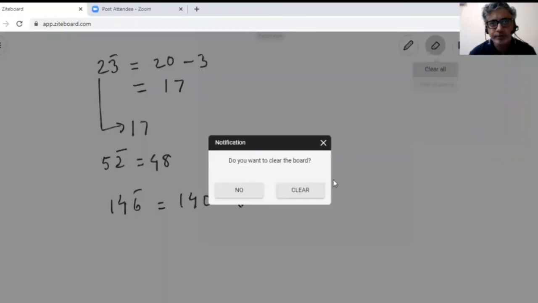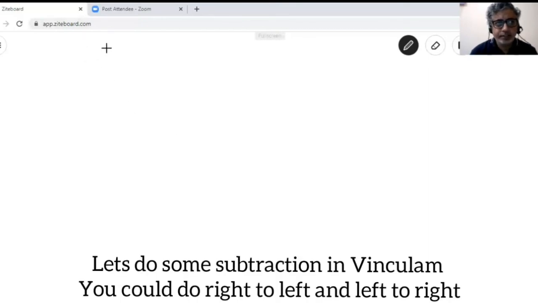Let me clear the board. Let's take a three-digit subtraction, 324 minus 189. Typically, in a normal subtraction, the way we have learned in school, you would borrow from 2, and this would become 14, and this would become 1. And you would do 14 minus 9, that would be 5. And you would again borrow a number from 3, and so on and so forth. This is not required in Vinculum subtraction.